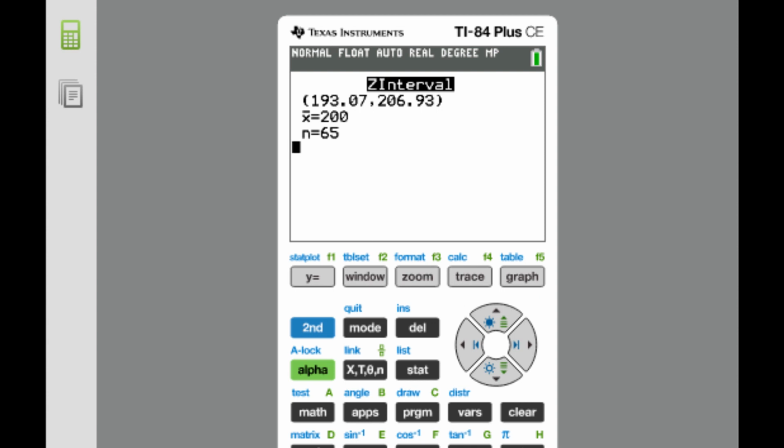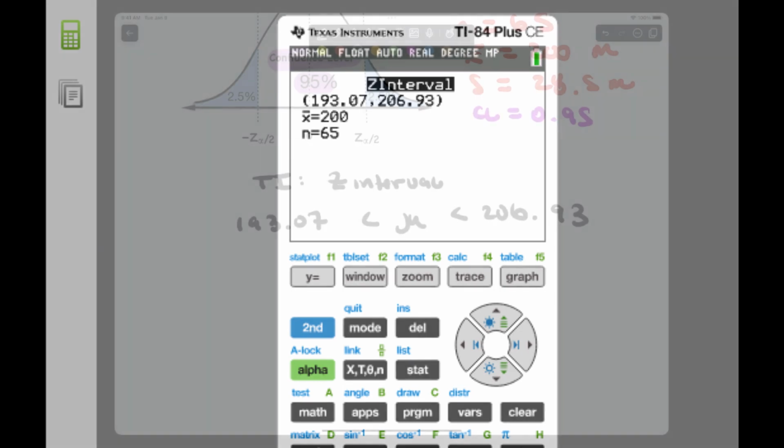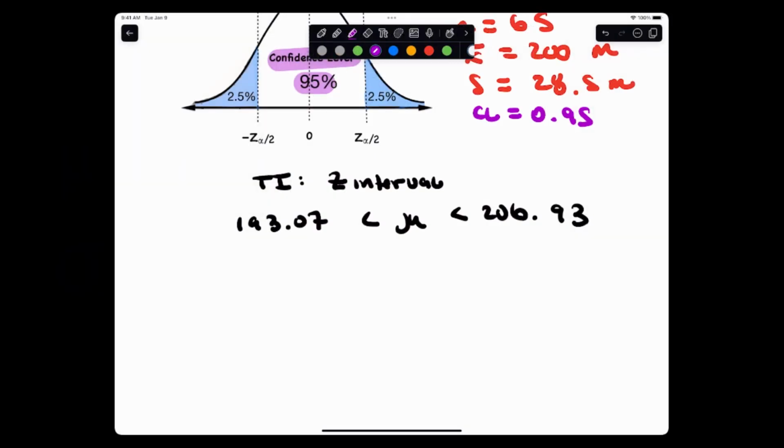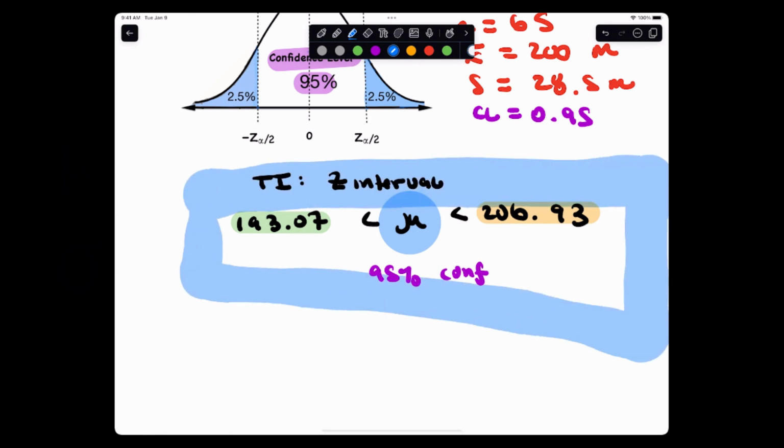193.07 is less than mu, which is less than what? 206.93. So when you write your answers, you want to give the lower bound value less than the true mean mu, which will be less than 206.93. And then we do say this with 95% confidence. We'll talk about that.